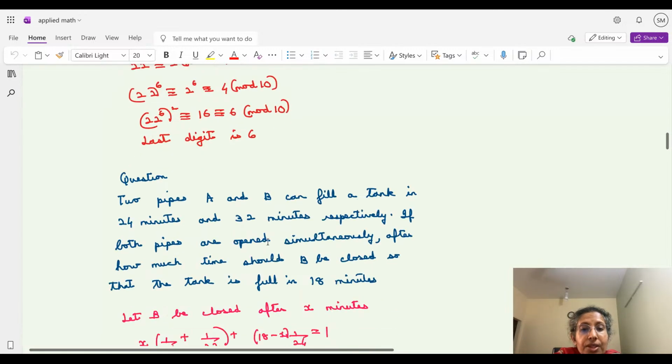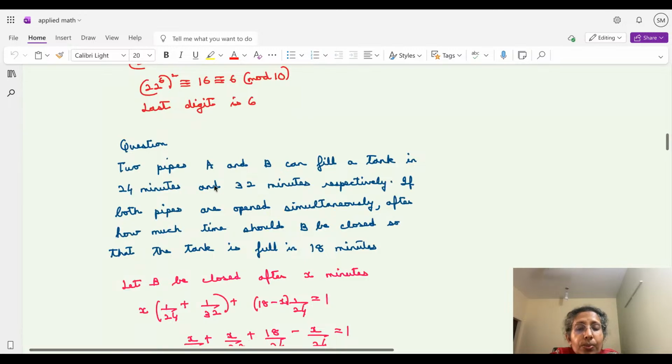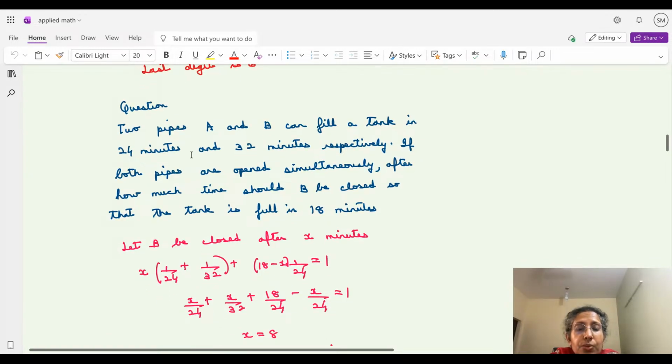Next question on pipes and cisterns. Two pipes A and B can fill a tank in 24 minutes and 32 minutes respectively. If both pipes are opened simultaneously, after how much time should B be closed so that the tank is full in 18 minutes? So let B be closed after X minutes. Now what is pipe A's 1 minute work? 1 by 24. Pipe B's 1 minute work is 1 by 32.